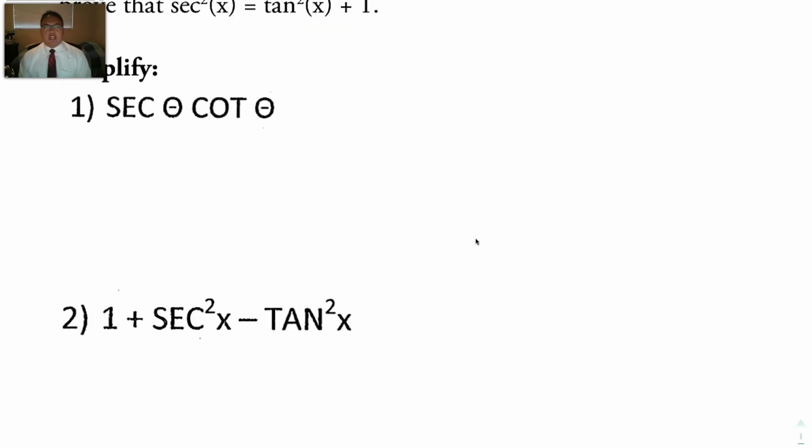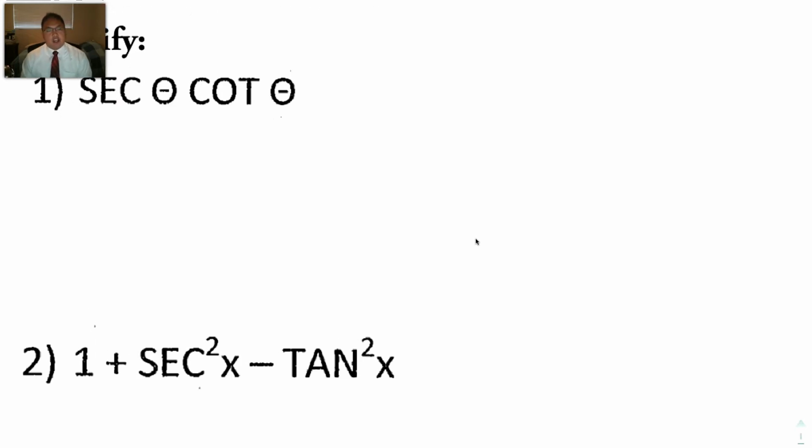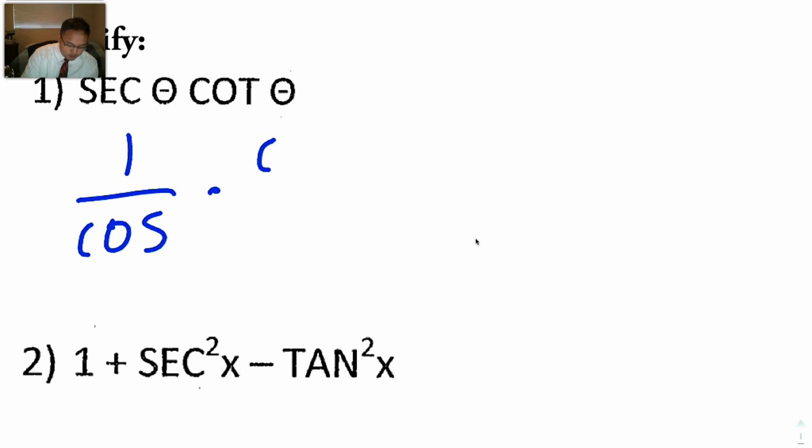These first set of questions ask us to simplify these problems. When you are simplifying these trigonometric functions, what I like to do is convert everything into sines and cosines. You see here it says secant of theta and cotangent of theta, and I'm multiplying them. You should know that secant is the same thing as 1 over cosine. For simplicity's sake, I'm going to not put the theta and I'll just put it in the final answer. And cotangent, if you remember from my trig identities, is the same thing as cosine over sine.